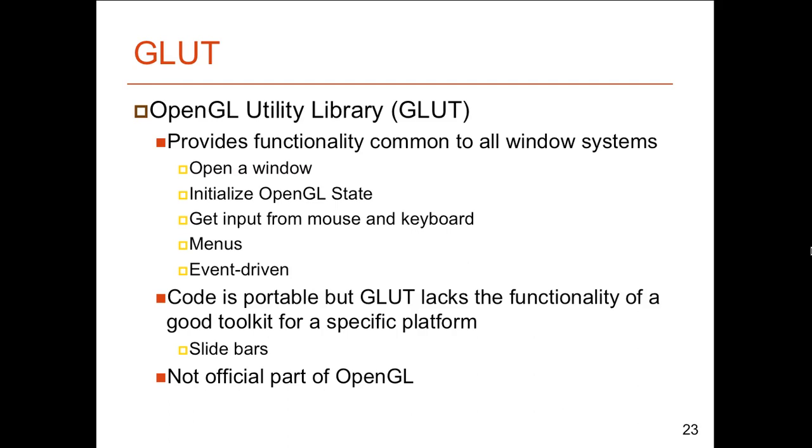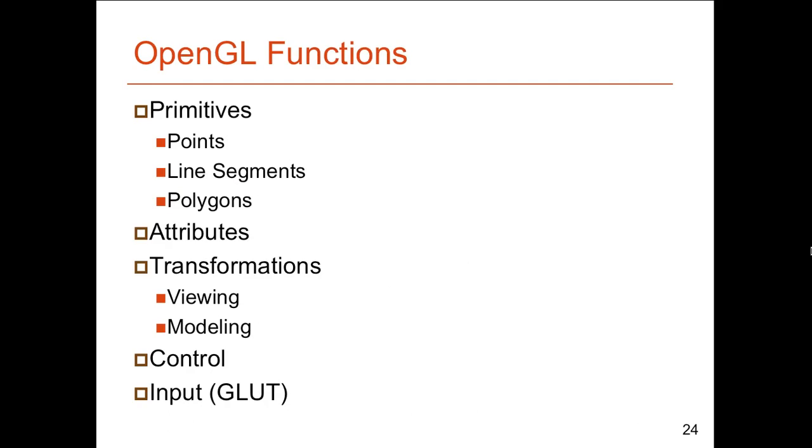It provides functionality common to all windowing systems, so it's not platform specific. You open a window, initialize the OpenGL state, get input from the mouse and keyboard, and it supports menus and event-driven behavior, which is why we're going to use it. The code is portable, but it lacks the functionality of a good toolkit for specific platforms, because it's platform independent. It doesn't have slide bars. It's not officially part of OpenGL, but it's supposed to be supporting it.